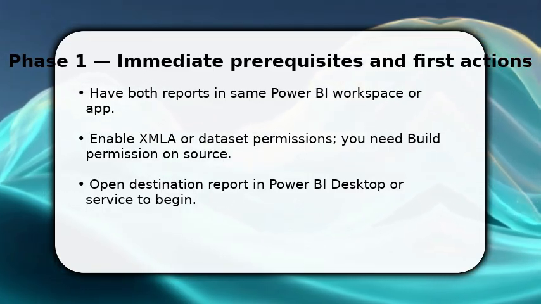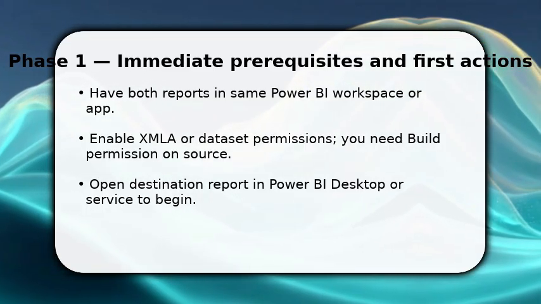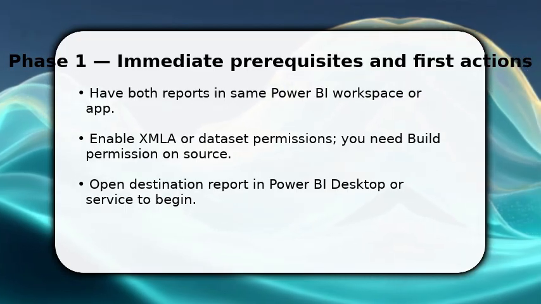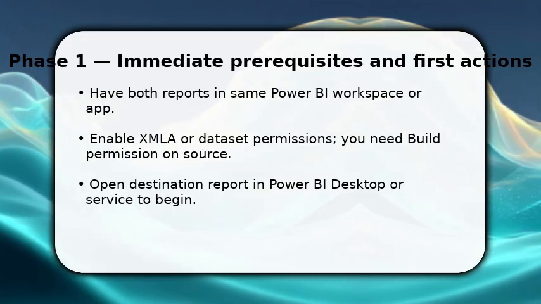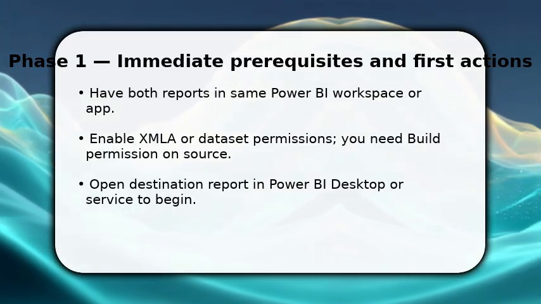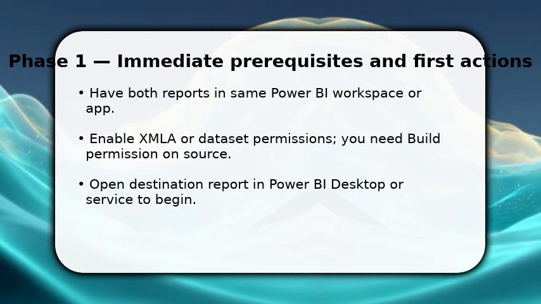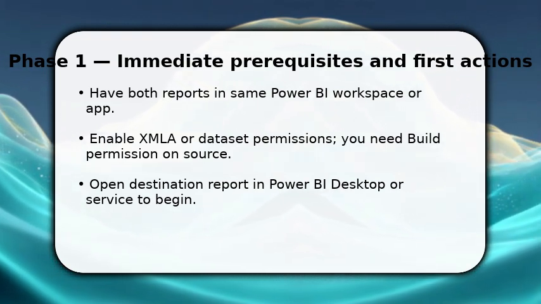Next, choose Get Data and select Power BI Datasets. This is the only supported path to directly link two reports. You do this because linking reuses the source semantic model, avoiding replication and keeping measures consistent across reports.